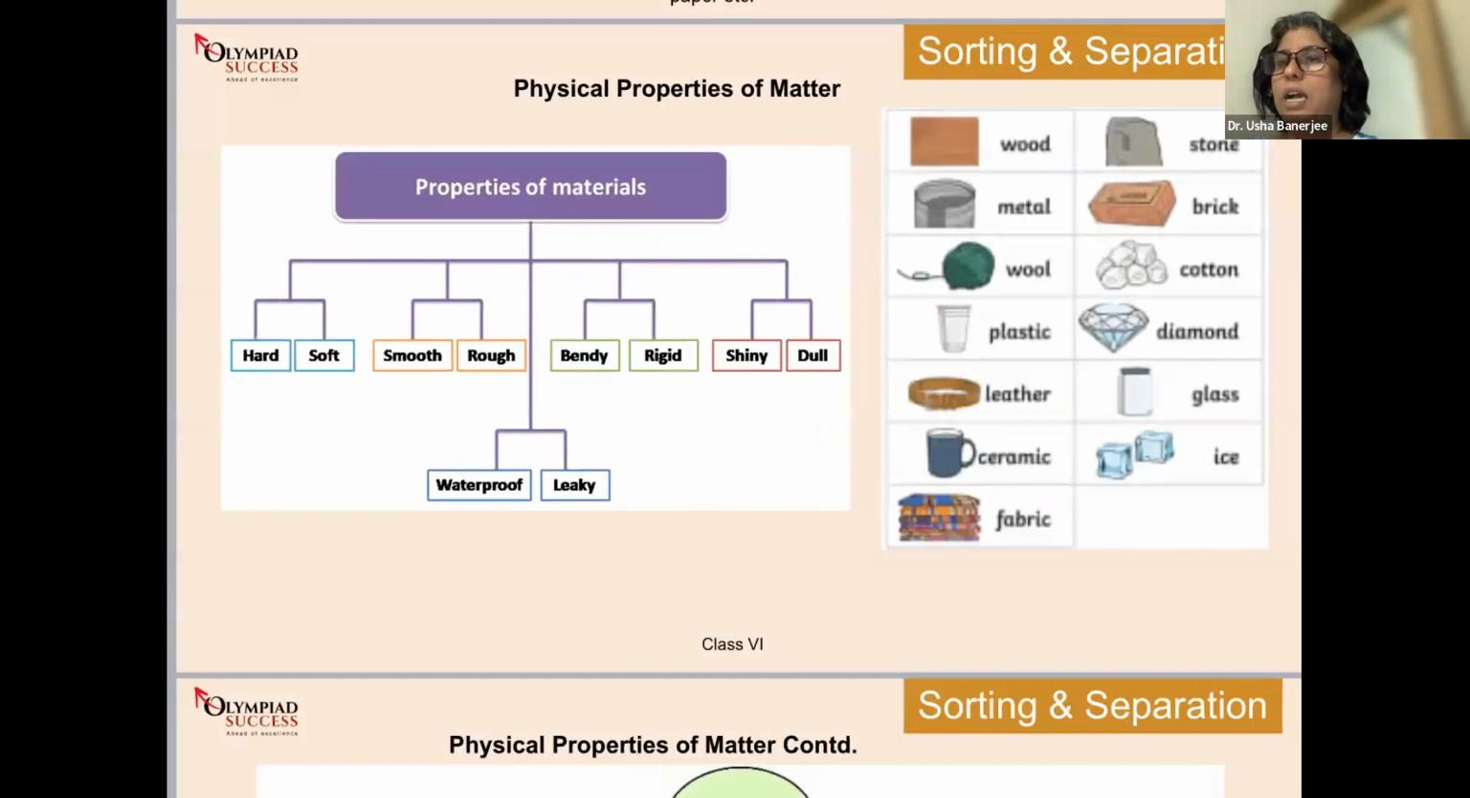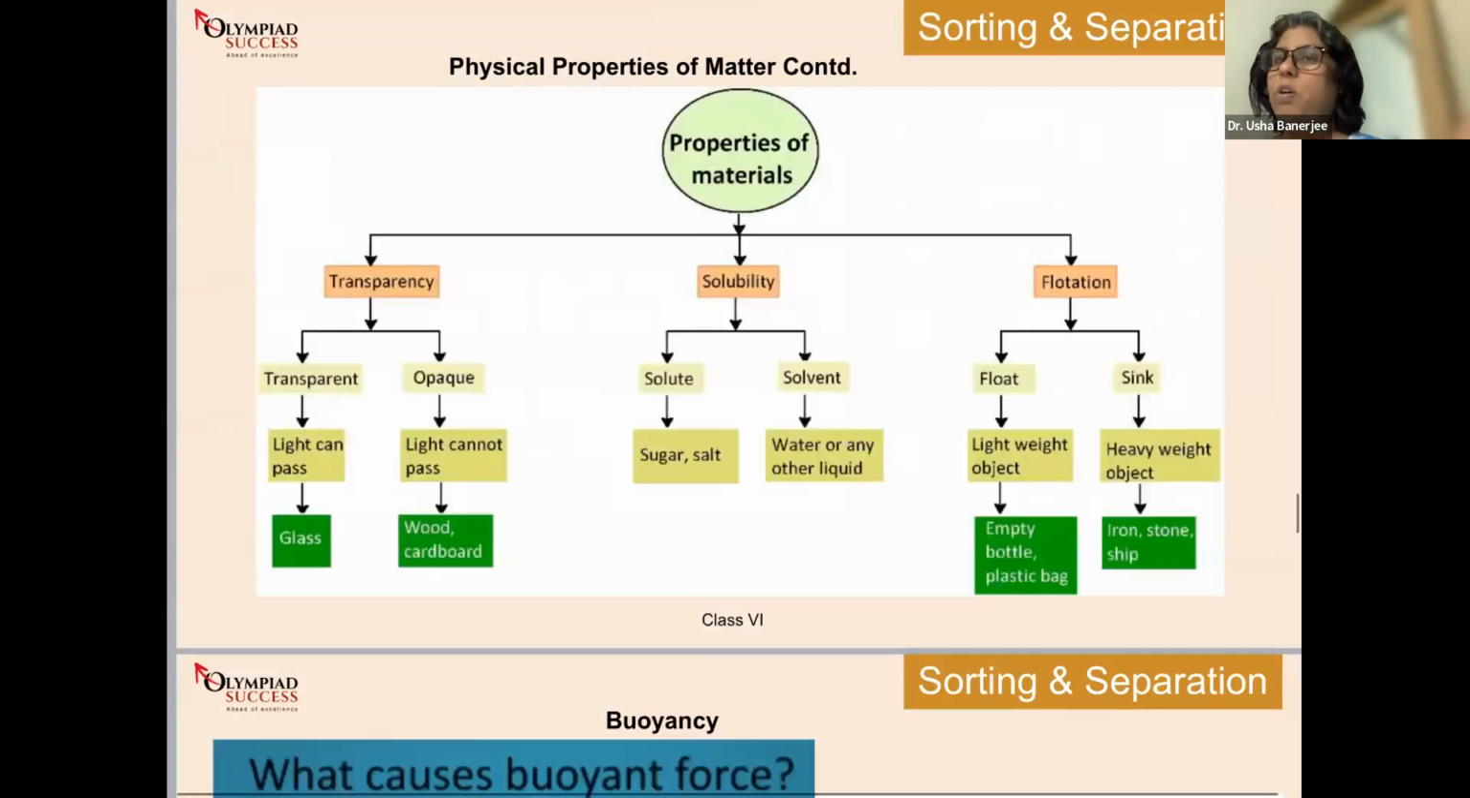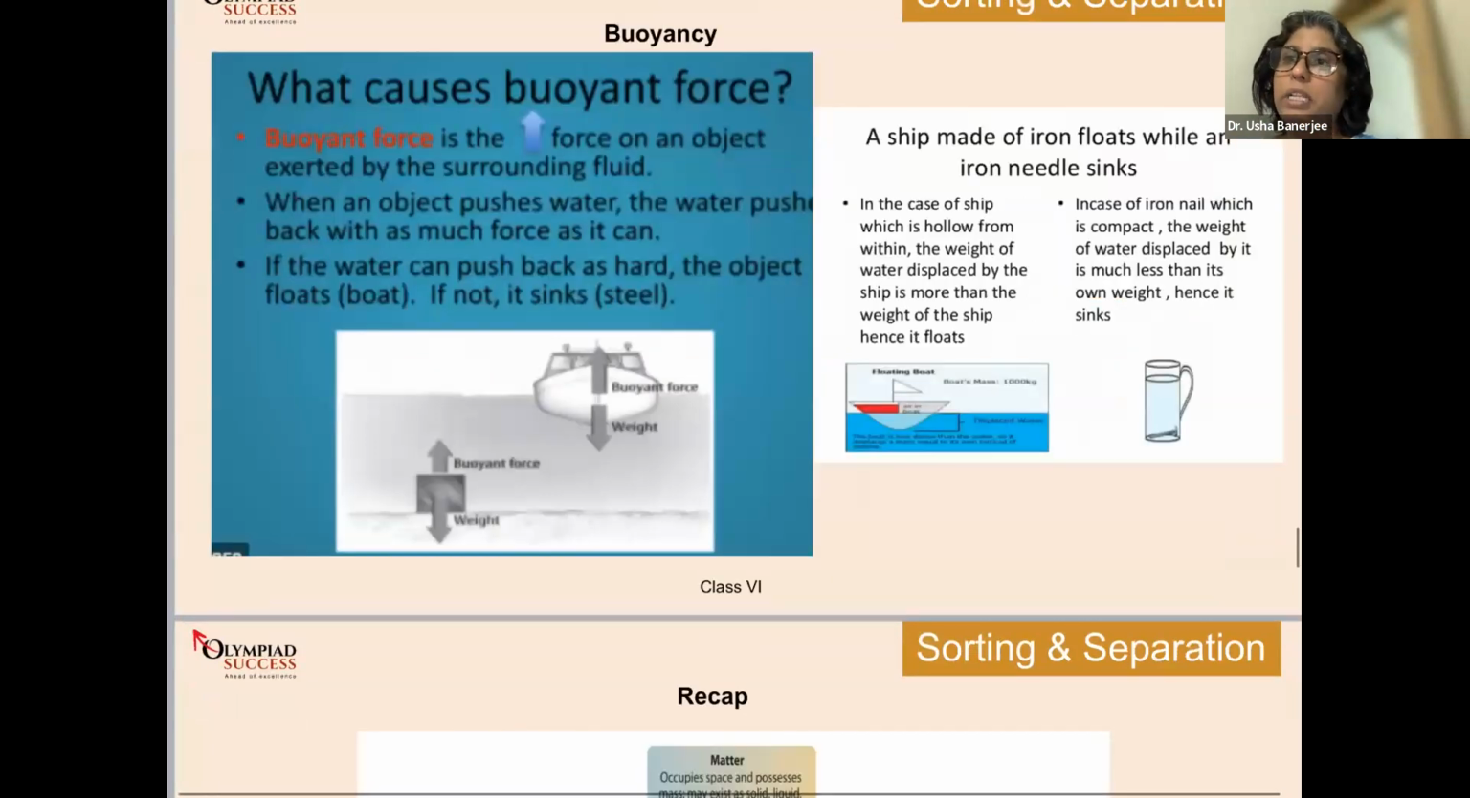So just, I don't have much time. I have to end the class at 5. So we'll talk about how materials can be separated. What is buoyancy? Why does a ship float in water, whereas an iron nail?